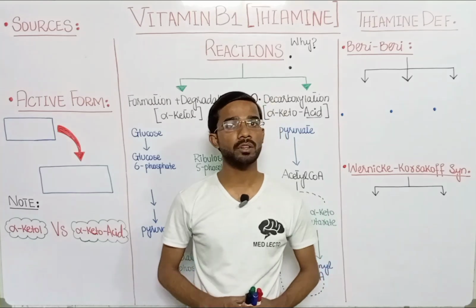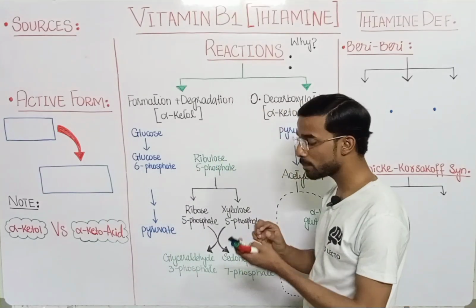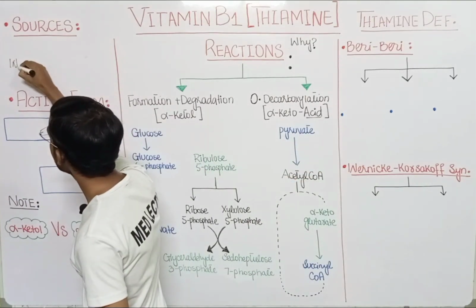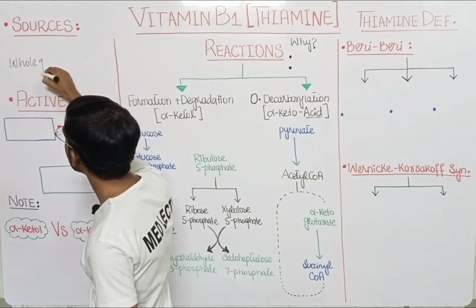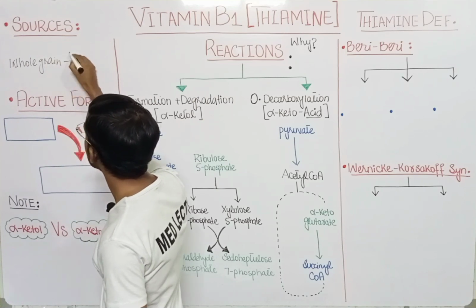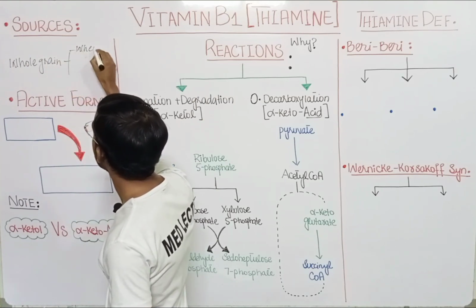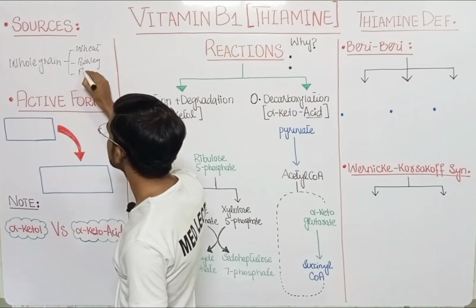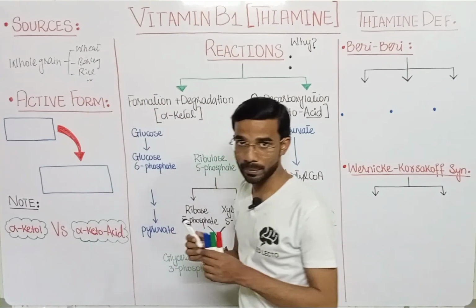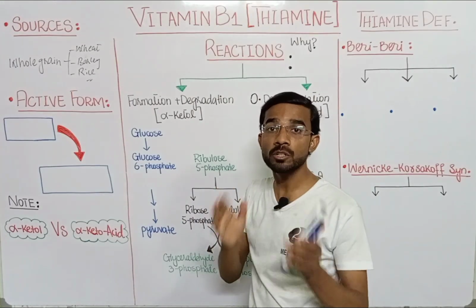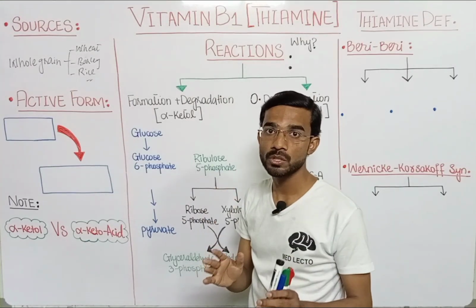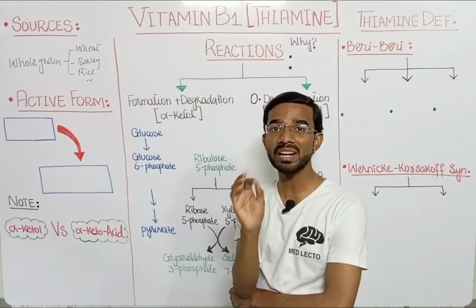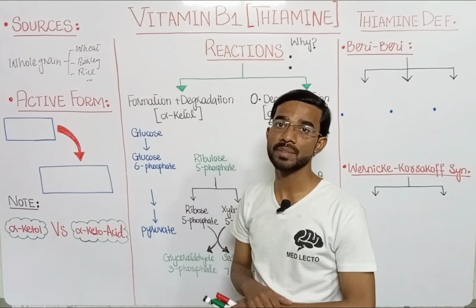So first of all, we will talk about the sources. Important sources are whole grains like wheat, barley and rice. But keep in mind, these grains should be covered by the husk. This point is very important, because vitamin B1 is abundantly present in the husk.